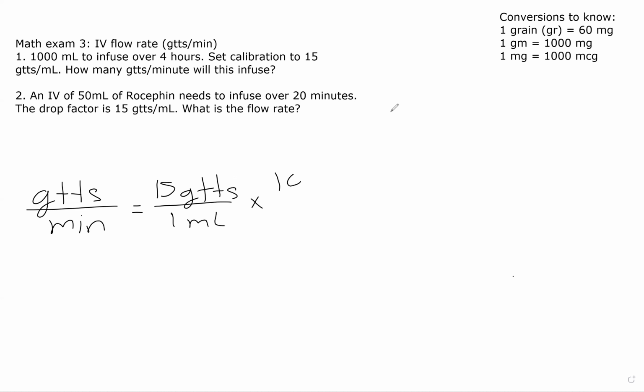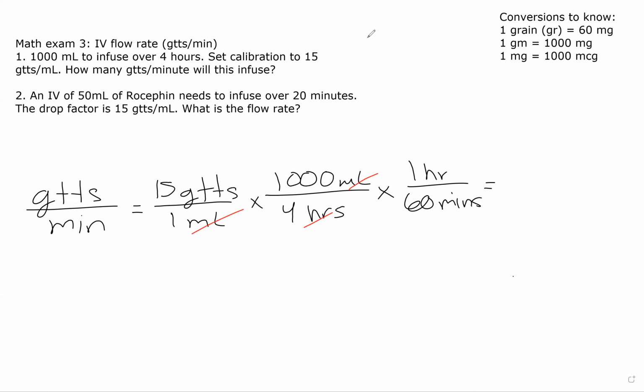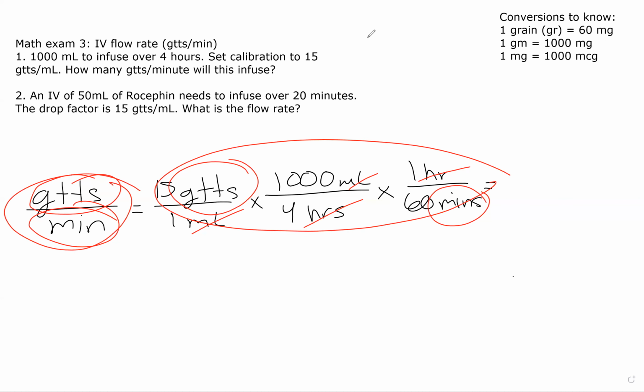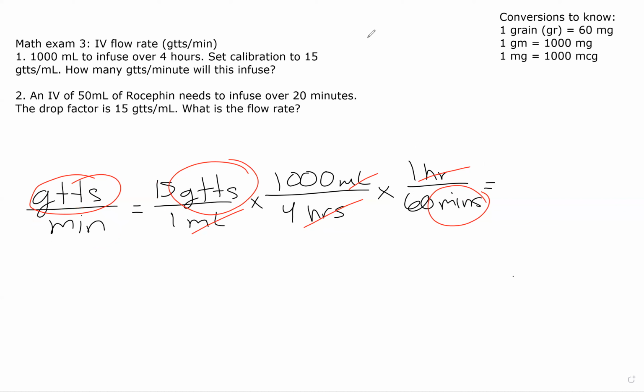And then we have 1,000 milliliters over 4 hours. And then we need to convert hours into minutes because our answer is in minutes. So 1 hour over 60 minutes. And we can cross cancel. We have drops on top and minutes on the bottom. And that's important. We have to make sure that whatever is here matches what's here, or else it'll be wrong if the drops or minutes are flipped.